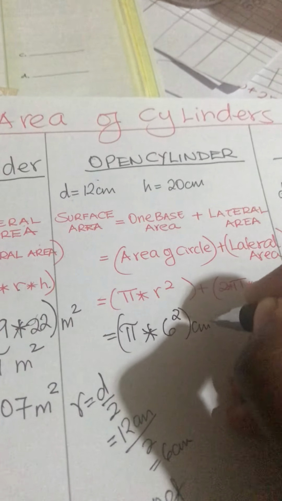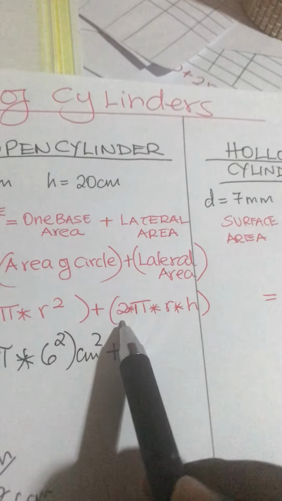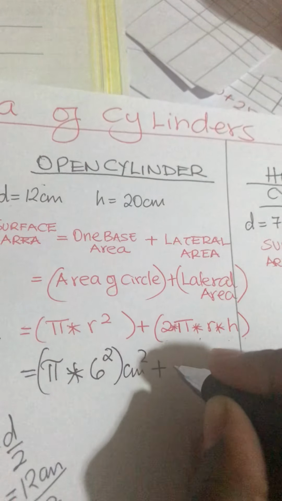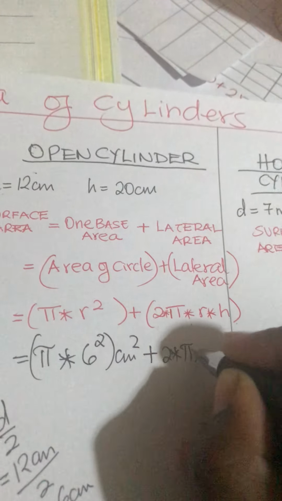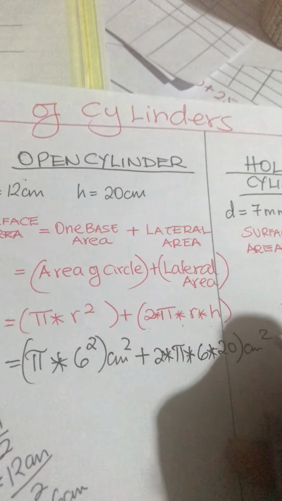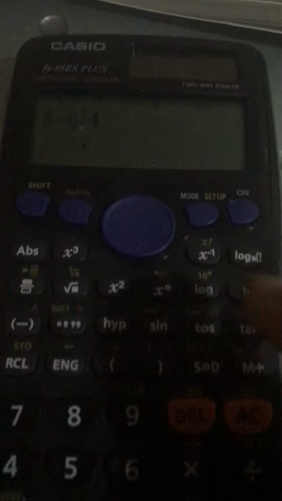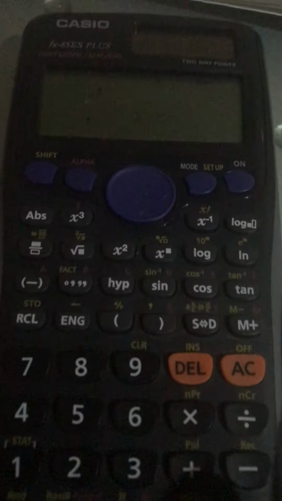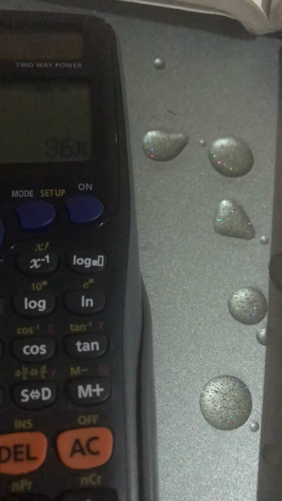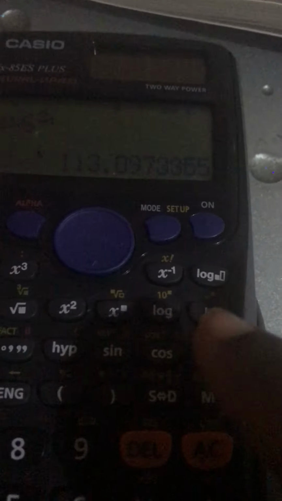And then centimeter squared plus lateral area, 2 times pi times radius times height. So 2 times pi times 6 times 20 centimeters squared. Then I do this in the calculator. Shift pi times 6 squared, 36 pi centimeters squared. Change it to decimal. 113.09.